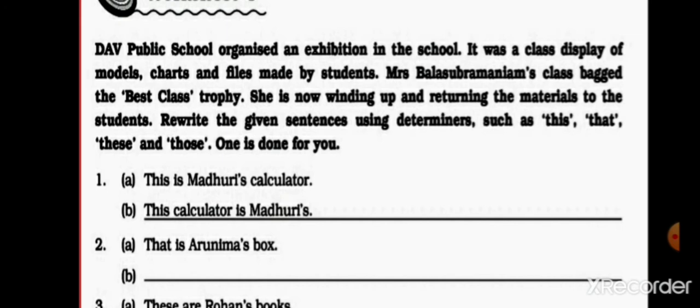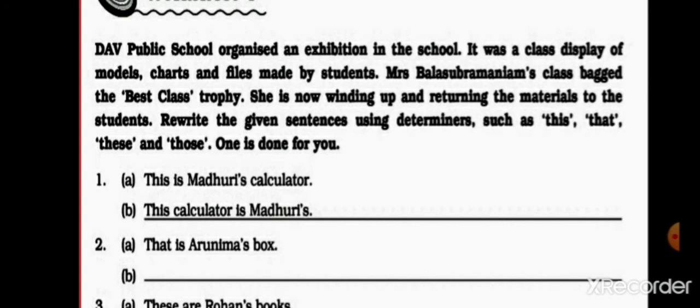Now students, what you have to do: rewrite the instructions using determiners. Which determiners? Like this, that, these and those, to make better sentences. The first one is done for you. Let's see the first one.